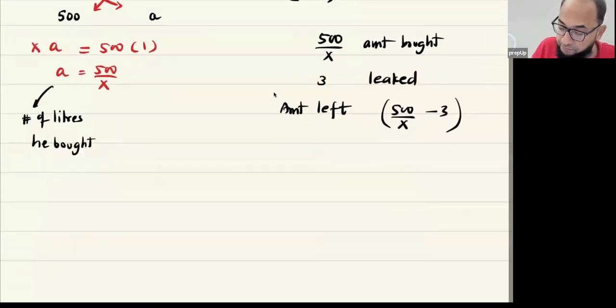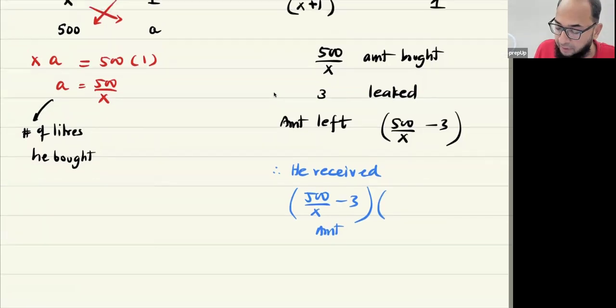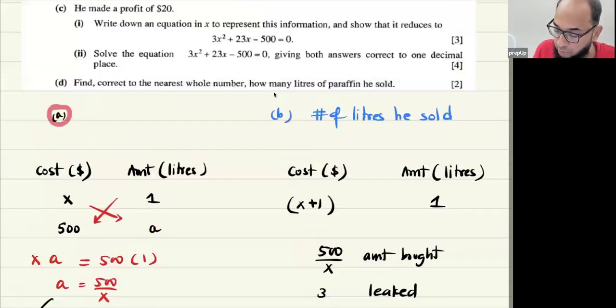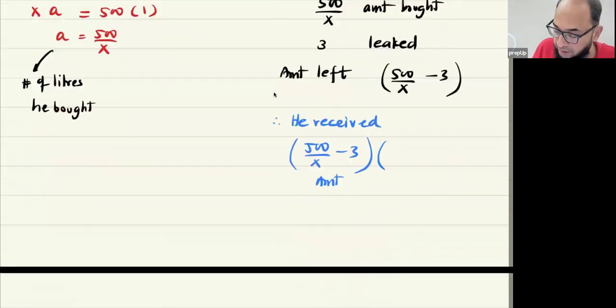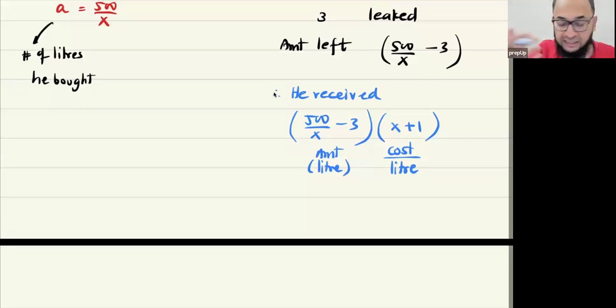So therefore, he received 500 over x minus 3, this is the amount, multiplied by the cost. What is the cost? x plus 1. So this is x plus 1. This is the cost per liter. This is the amount in liters. This is the cost per liter. So this is what he sold.